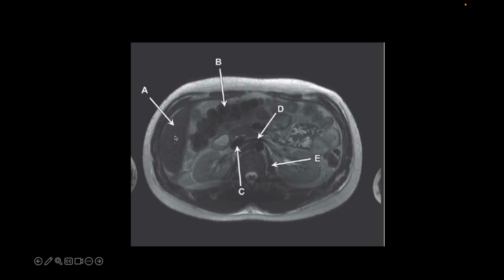A would be the right lobe of your liver. B would be your transverse colon. C would be your IVC. D would be your left renal vein. Remember, the retroaortic one goes behind the aorta, so this is the normal position of the renal vein. And then E would be the crus of the diaphragm on the left. This structure holds the diaphragm in place, and this is called the crus of the diaphragm.